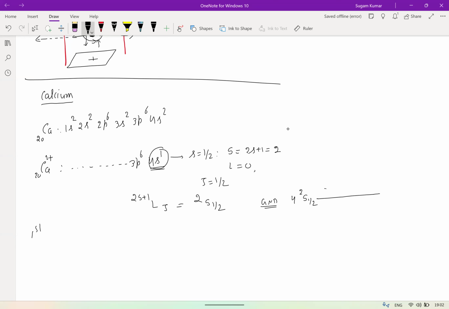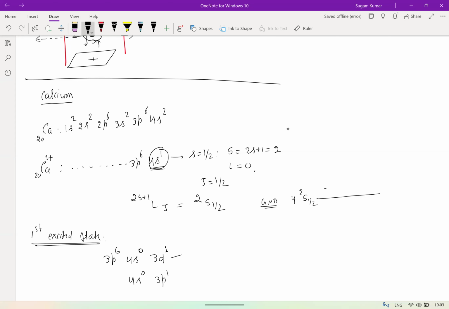Now, the first excited state. In that situation, this electron from the 4s can go to the 3d1 and also to the 3p1. There are two possible excited states you can see.